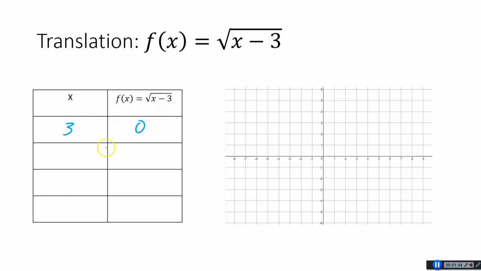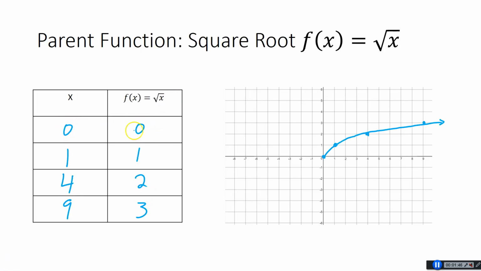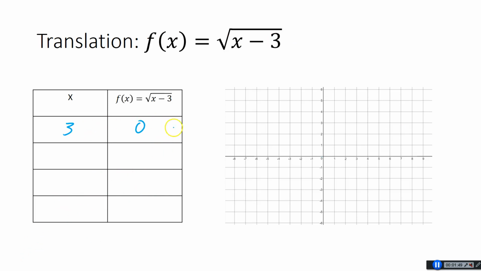So I'm thinking, what x value is going to give me these typical points again? So 3 gives me 0. What would give me 1 now? Well, I need the inside to be 1, so I'd have to go to 4. So I'd be at 4, then 4 minus 3 is 1. Square root of 1 is 1. So I'd be at (3, 0) right here. At 4, I'd have 1 right there.